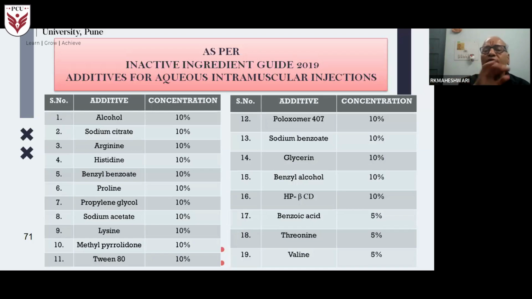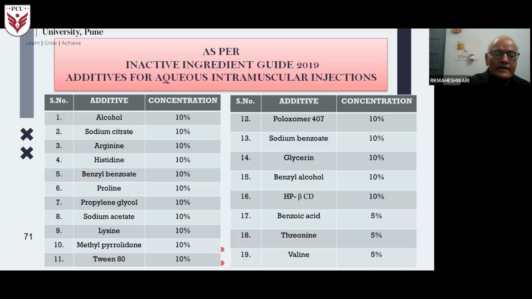Three important students were doing projects on mixed hydrotropy, and I will give one example here. You see, among this list you will find number 13. It is sodium benzoate. You see, all these additives are safe in these concentrations. So 10% sodium benzoate is given in that intramuscular book. The pharmaceutical manufacturers have employed 10% sodium benzoate as a buffering agent in aqueous intramuscular injection. This means 10% sodium benzoate is non-toxic in aqueous intramuscular injection.